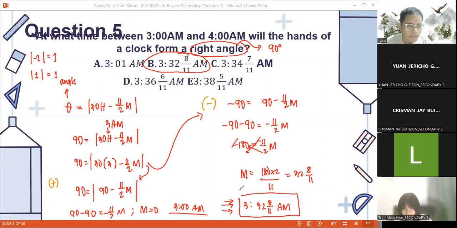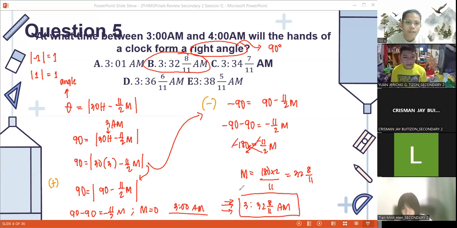This is very tricky because you need to take note of your definition of absolute value. Don't forget your absolute value. If you have negative 1, the absolute value of that is 1. You have positive 1, the absolute value of that is still 1. So what's inside your absolute value could be two possible answers. It's positive and negative, okay?